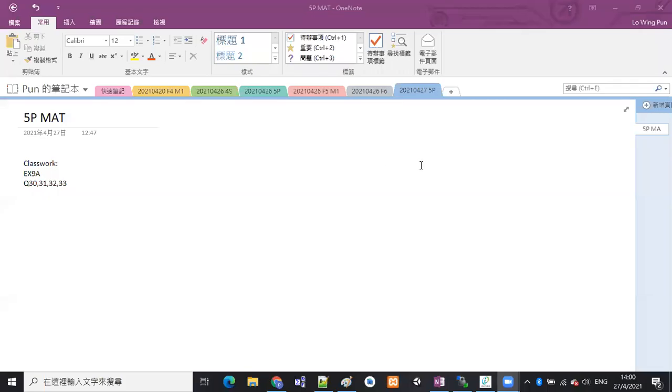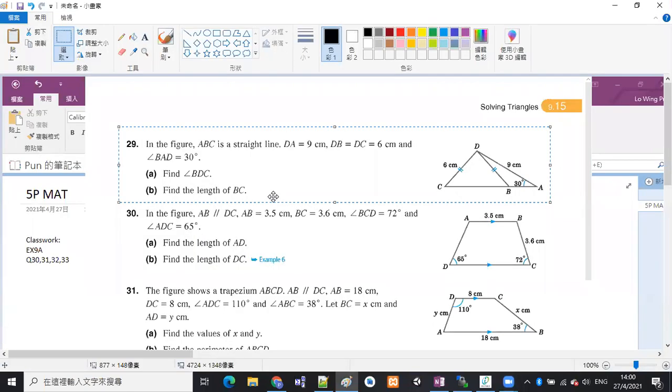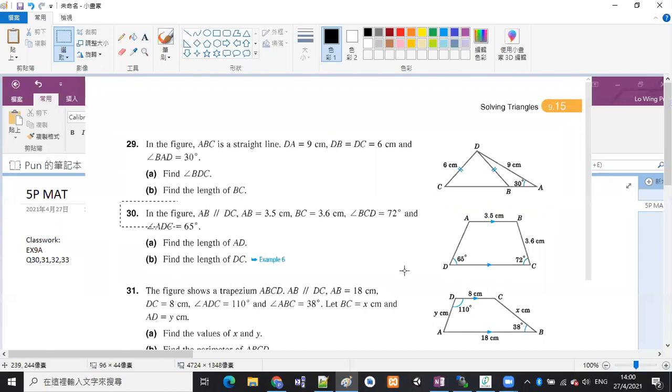So yesterday we were talking about some classwork in exercise 9A, which is about sine formula. And today we are going to continue on the remaining classworks. That is exercise 9A from question number 30 to question number 33, which will be slightly more complicated. Starting from number 30.